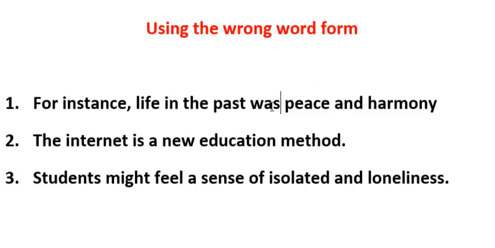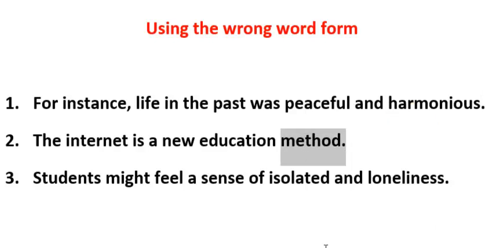Now hopefully you know that after a be verb you need to have an adjective form. Peace here though is a noun, so how do you change it into an adjective? By adding full. How do we change harmony into an adjective? With the suffix ous. Number 2, the internet is a new education method.